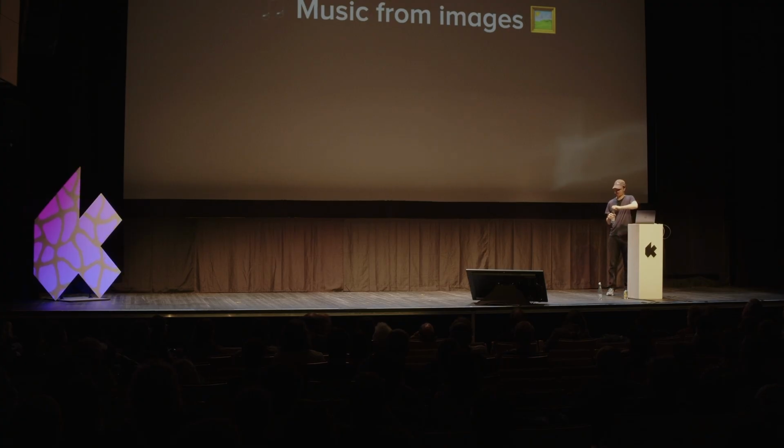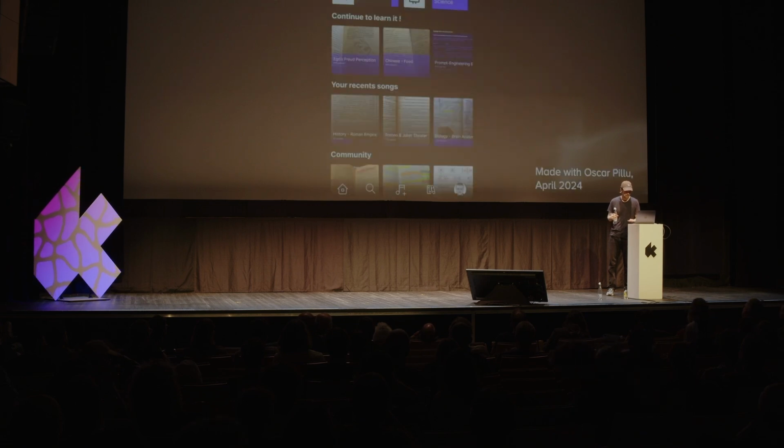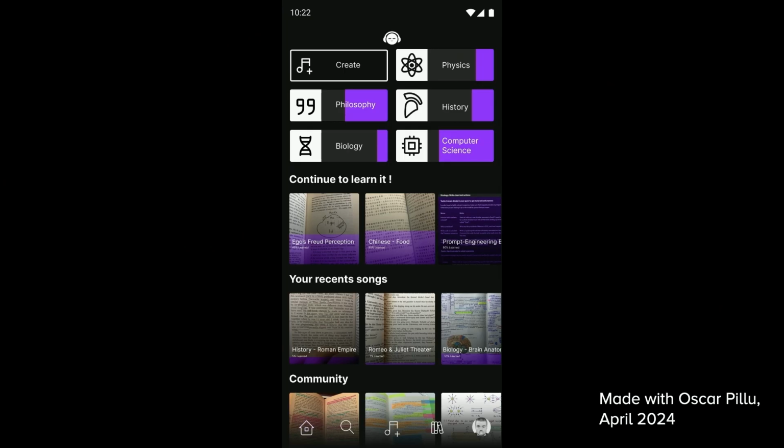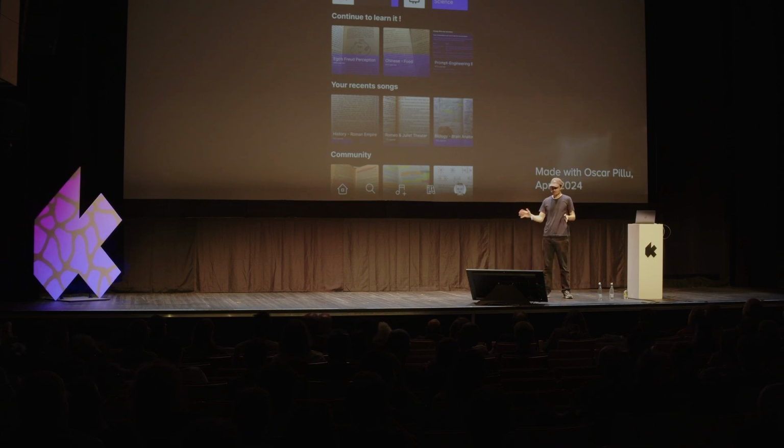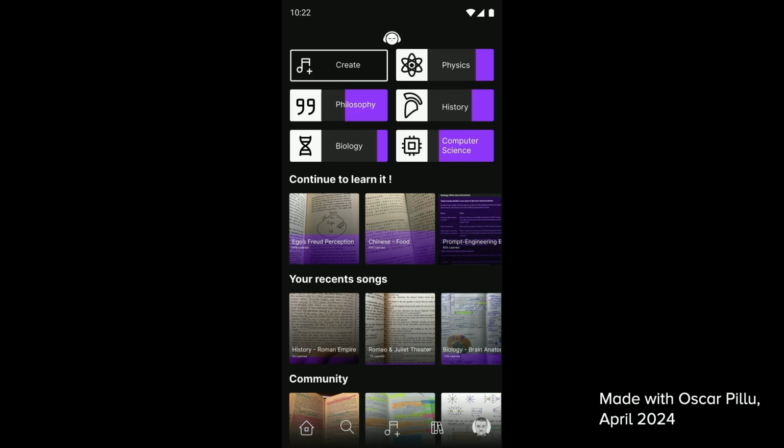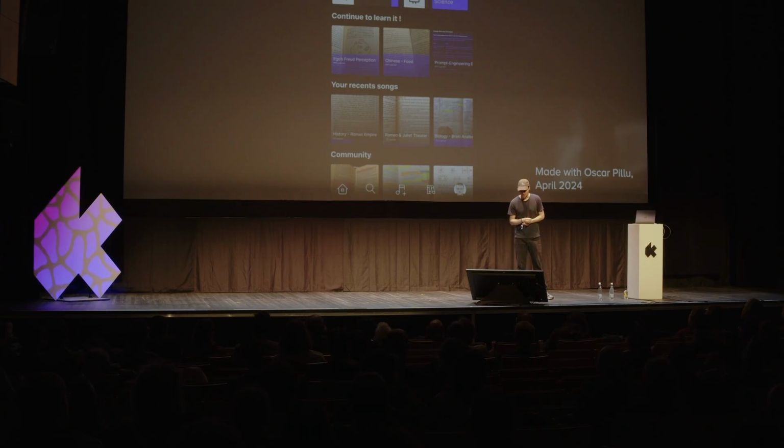I'm going to quickly talk about music from images, and I, in collaboration with Oscar, who's actually here, raise your hand, Oscar. Give a hand to Oscar. In April, Oscar came to Copenhagen from France, and he helped me with some projects, and he actually made this little prototype, which we'll see now, which is the idea of trying to generate music from images, and more specifically, music that helps you remember stuff.